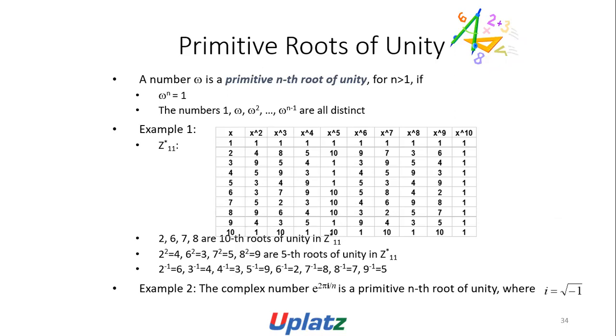if omega to the n is 1 and the numbers 1, omega, and so on up to omega^(n-1) are all distinct. Such roots of unity are shown here. For example, 2 squared is equal to 4, 6 squared is equal to 3, and so on. For example, the complex number e^(2 pi i / n) is a primitive nth root of unity, where i is the square root of minus 1.